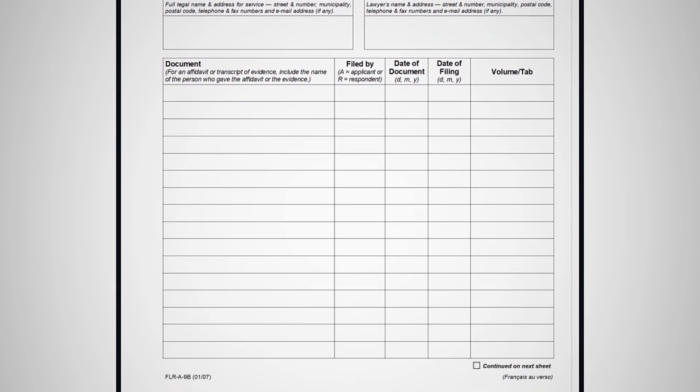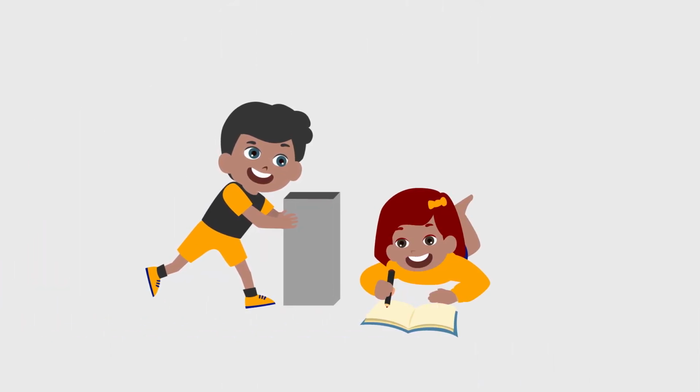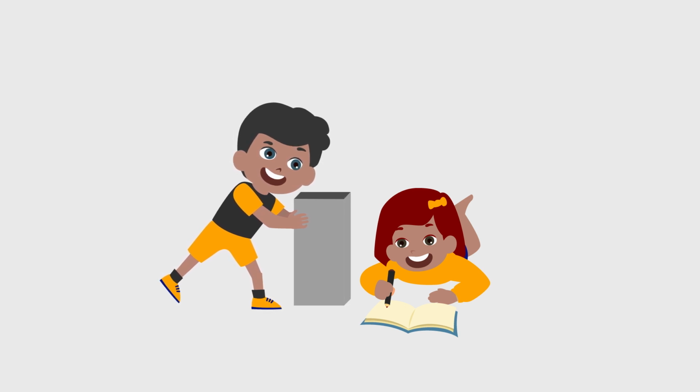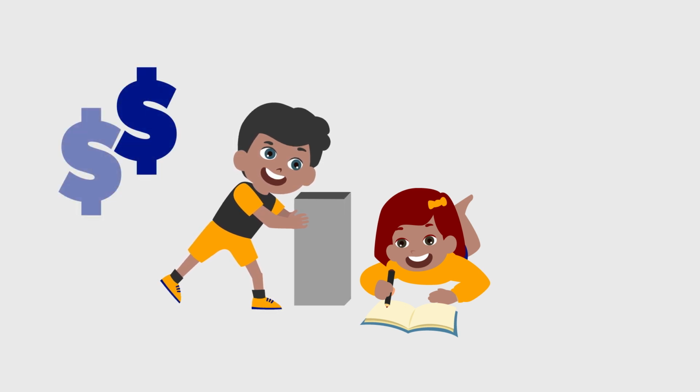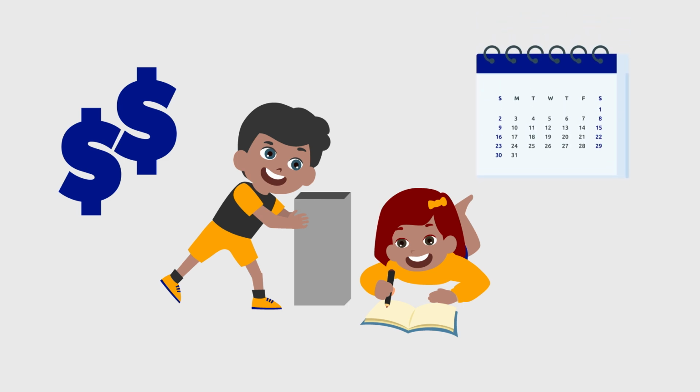On page 2, Form 14, you must include the orders that you want the court to make. Be as specific as you can. For example, if you want child support for 2 children, give the children's names and dates of birth. Say how much child support you want the court to order each month, what income it is based on, and when it should start. If you don't know exactly what you want, write a more general order.